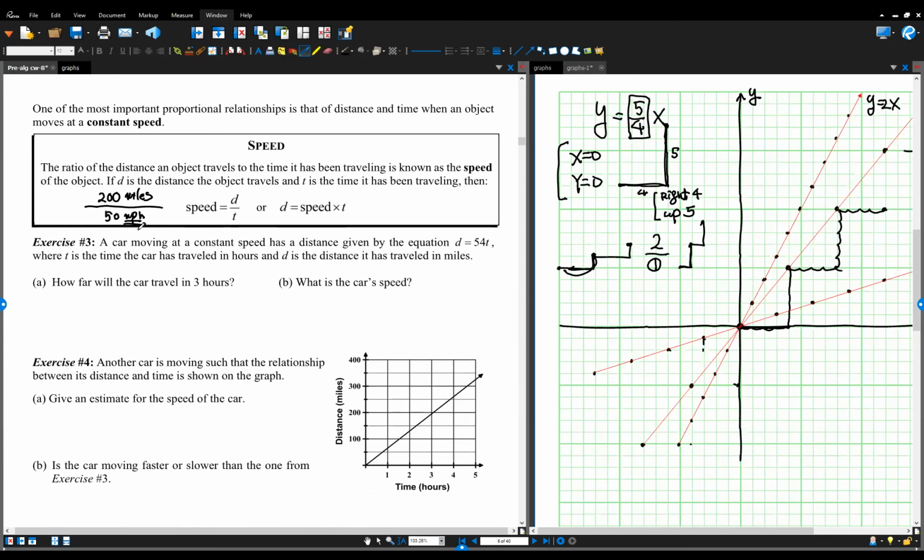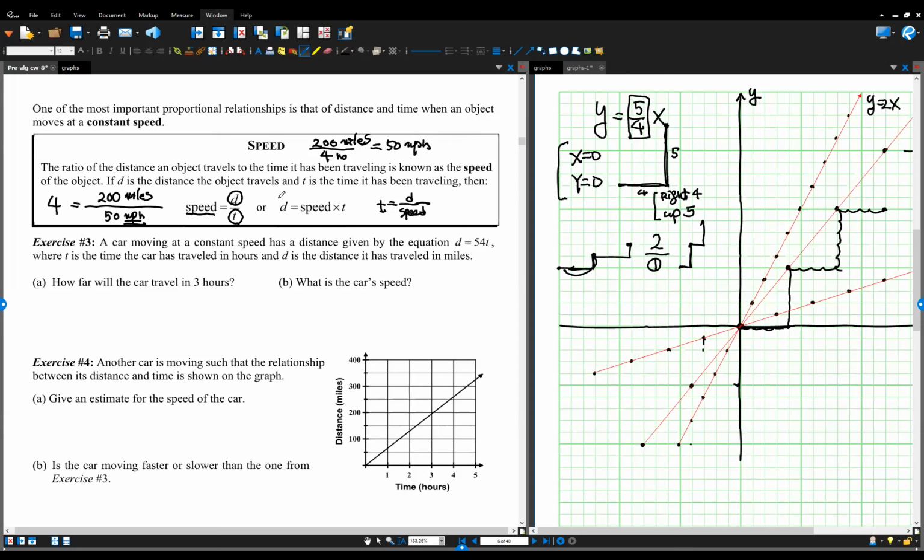Okay, the time it will take is how much? 200 over 50 equals, so it takes 4 hours. So time equals what? Distance over speed. Or to find the speed, distance over travel time gives us what? Speed, isn't it? To travel 200 miles, it takes what? 4 hours. Divided by 4 hours, everybody traveled what? 50 miles per hour, right? That is speed.